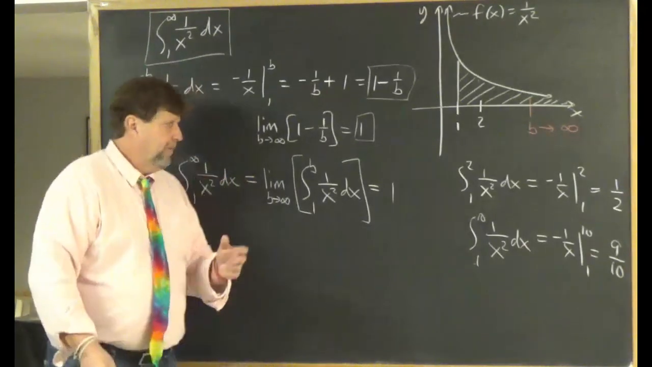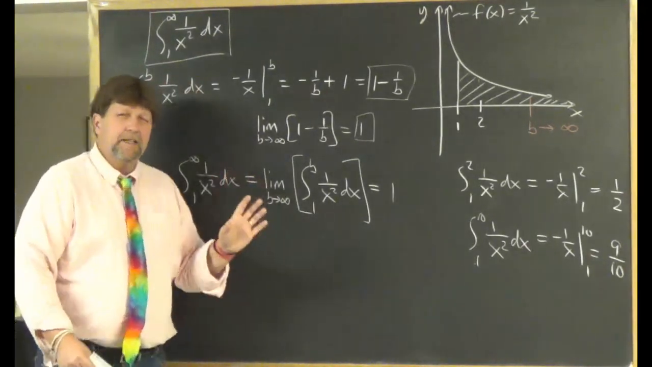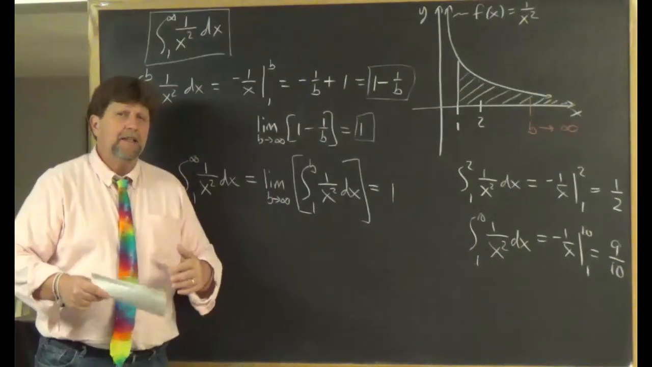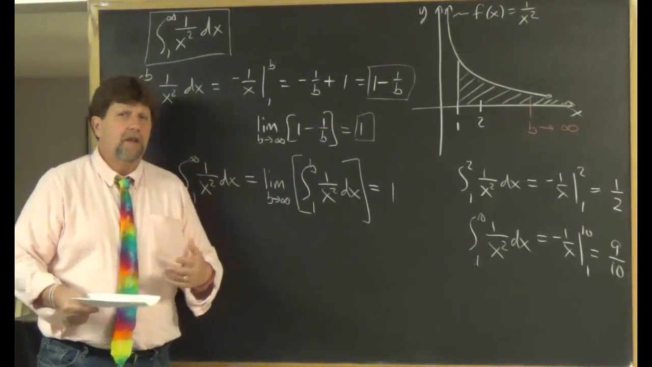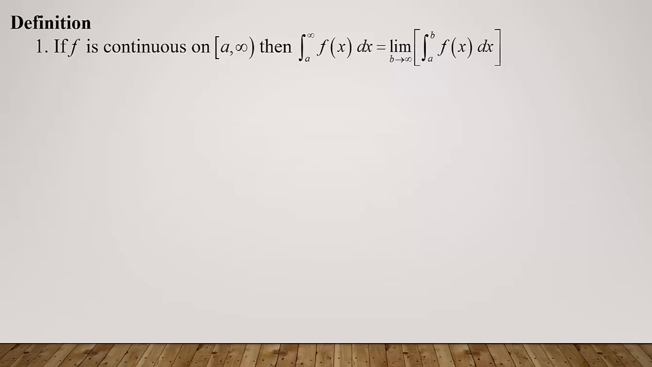So what we're going to do now is formalize what we just discovered here. So let's head back to the slides and formalize all of this in a definition. All right, so our work at the chalkboard does give rise to the following definition. I'm going to break this into 3 parts. Part 1, if your function is continuous on the interval a to infinity, then the integral from a to infinity f of x dx needs to be rewritten as the limit as b goes to infinity of the integral a to b f of x dx.